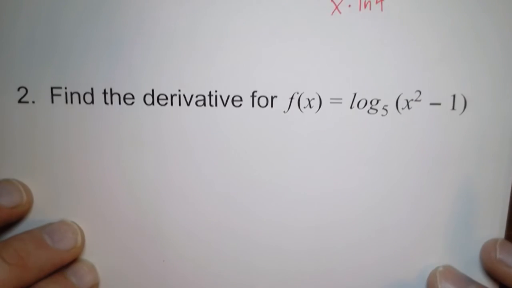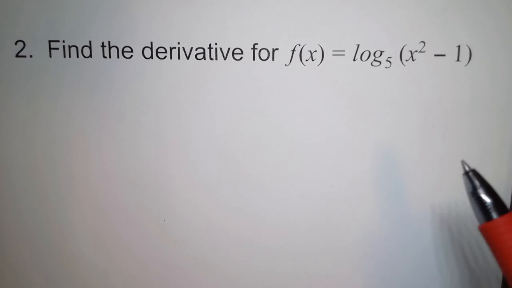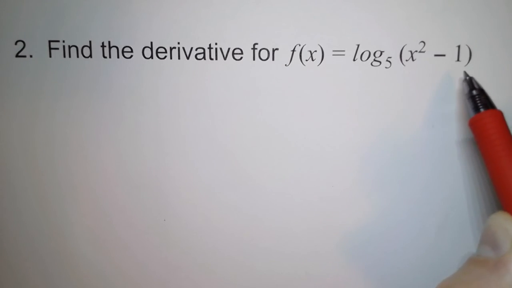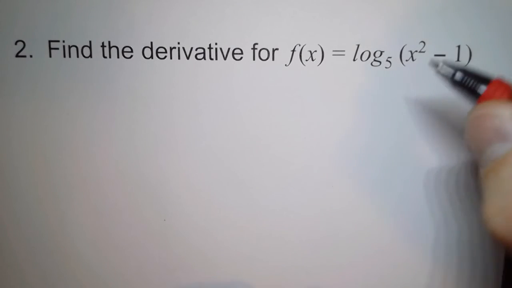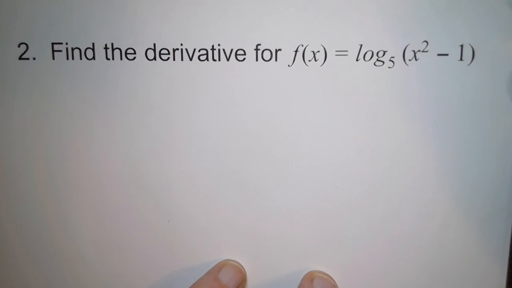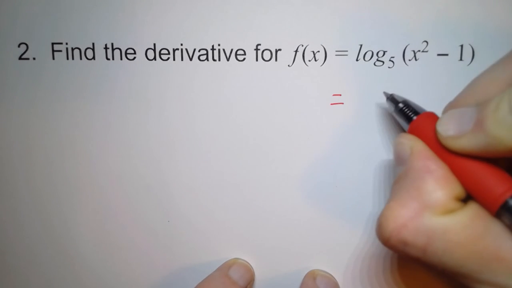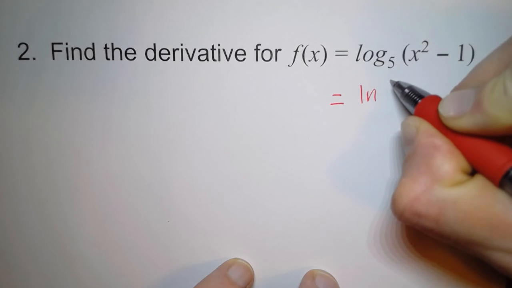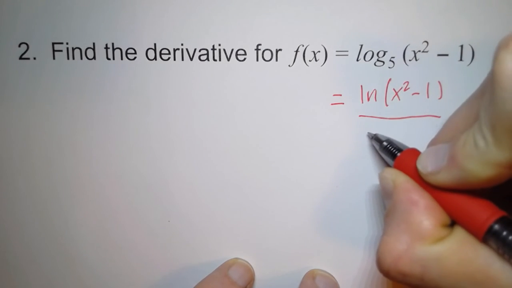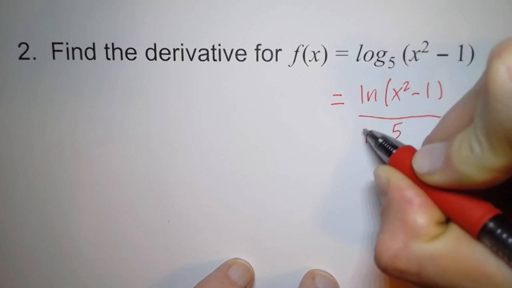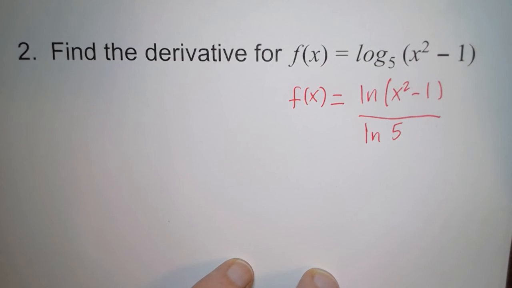So now, if we look at the second one, here we have log base 5. But here we have this expression x squared minus 1. So what we first want to do is put this in terms of ln. So in terms of ln, this would be ln of x squared minus 1 all over ln of 5. Again, this is still just f of x. We're just rewriting the expression.